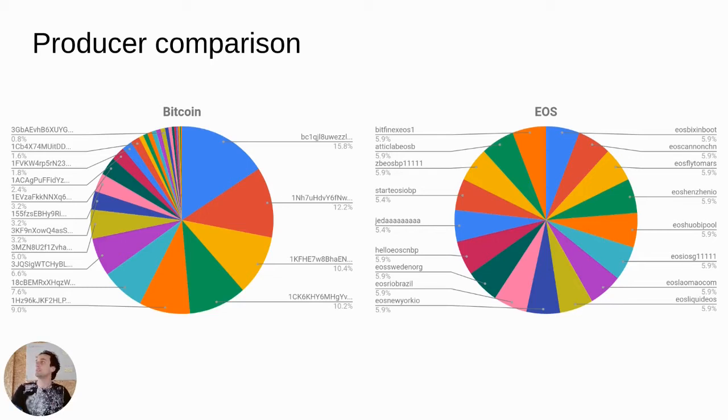So, just having a look at different distributions. This is comparing who actually makes blocks on different systems. You can see in Bitcoin, 15% of the blocks are produced by just one mining pool. It's not too bad compared to some places. EOS has a far more even distribution among 21.